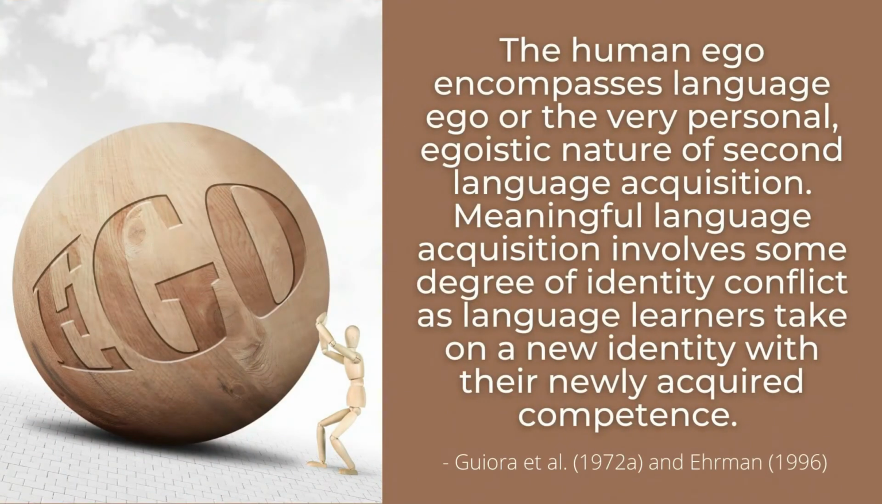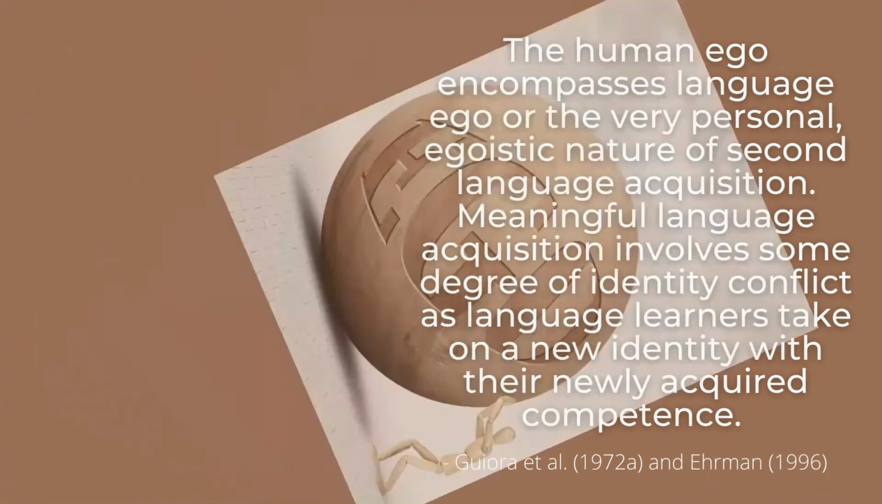The human ego encompasses language ego, or the very personal, egoistic nature of second language acquisition. Meaningful language acquisition involves some degree of identity conflict, as language learners take on a new identity with their newly acquired competence. An adaptive language ego enables learners to lower the inhibitions that may impede success.